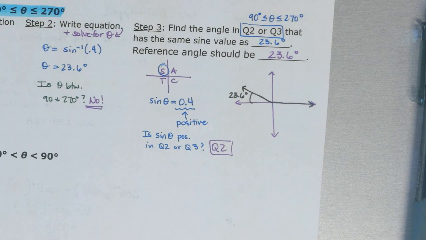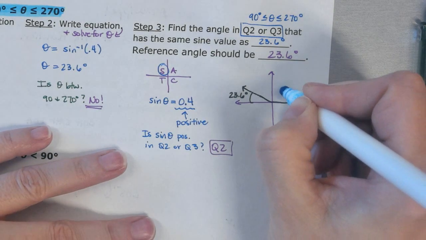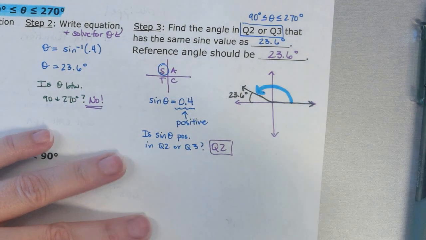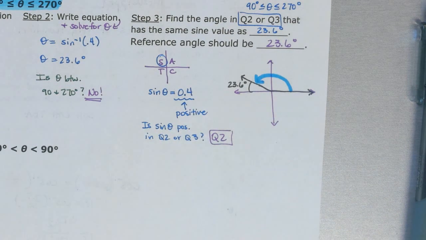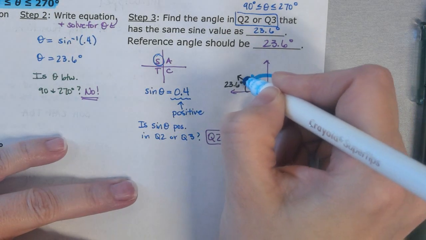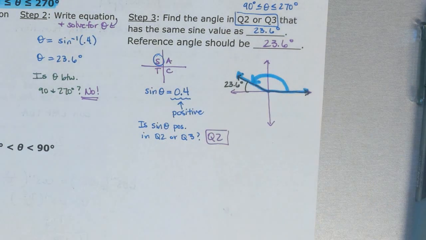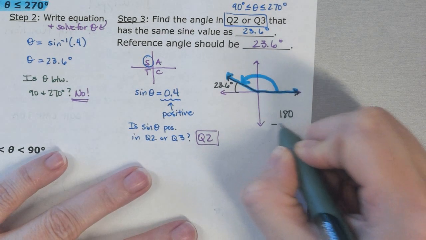What you have to find is the angle that starts at the initial side, because remember when we drew angles, we always start at the initial side and go to the terminal side. All you have to do is find that angle. So we drew the reference angle, now you have to find this angle. How can we do that? 180. Good, 180 minus 23.6.